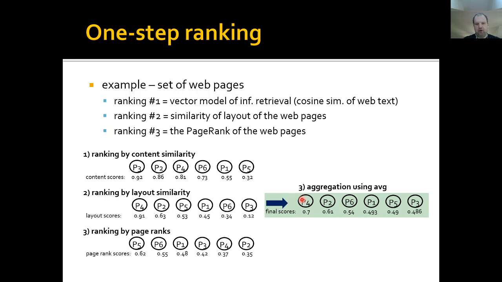So we get P4 as the winning web page, even though it was winning just in the second layout similarity, and it was not winning either in the content similarity nor the page rank. So we can really shake the order when taking multiple partial rankings.